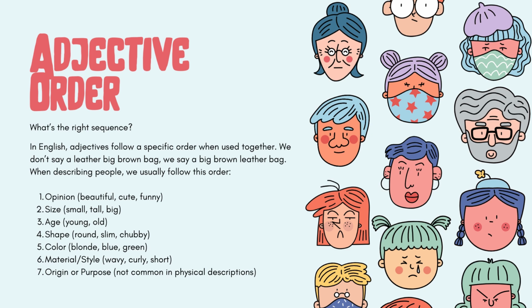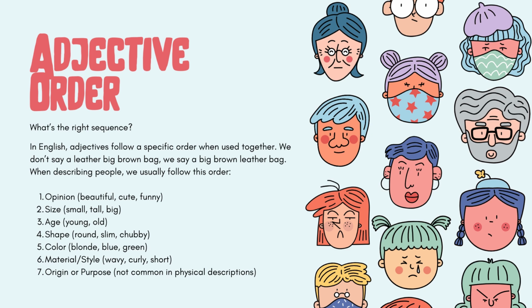First, we talk about the opinion, which is beautiful, cute, or funny. Then we talk about the size, which could be small, big, tall. Then we talk about the age. We can talk about specific age, or we can use things like young or old. Then we talk about the shape. We could use round, chubby, slim.